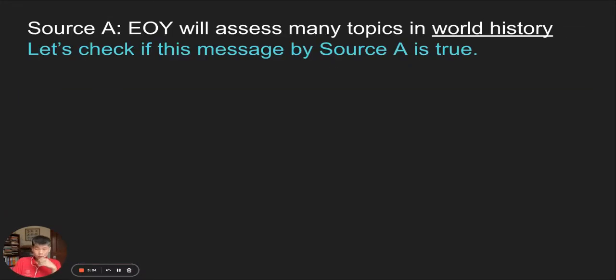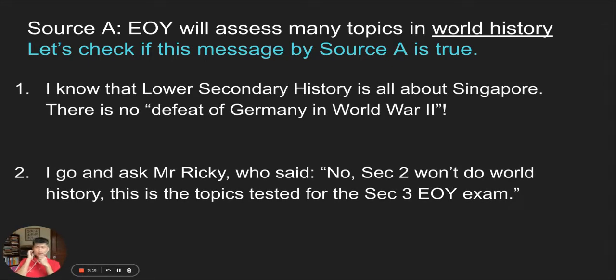So let's take the intuitive approach. Given source A's message that the end of year exam will assess many topics in world history, let's take an intuitive approach to check whether this message is true. The first thing you might think is, well, you know that lower sec history has been about Singapore all along. In Sec 1, you learned about colonial period Singapore. In Sec 2, we went into the Japanese occupation. We learned about the road to self-government. And now we are in Term 3, merger and separation. There has been very little mention of world history, and especially not the defeat of Germany.